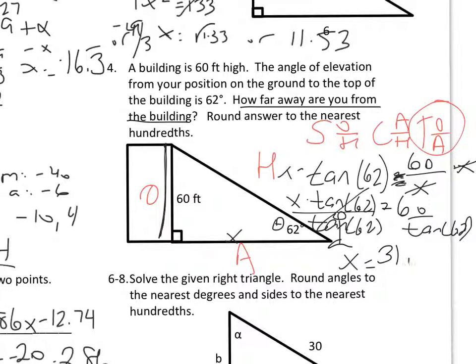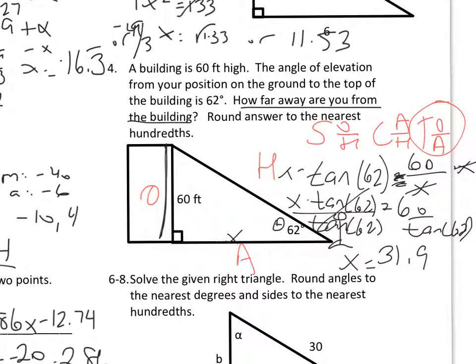You get 31.9. Remember, we are using regular trigonometry because we're solving for a side length. If it was an angle, then we use inverse, but for a side length, we use regular trigonometry. Round your answer to the nearest hundredth, so it's actually 31.90. Oh, and then we're talking about feet.